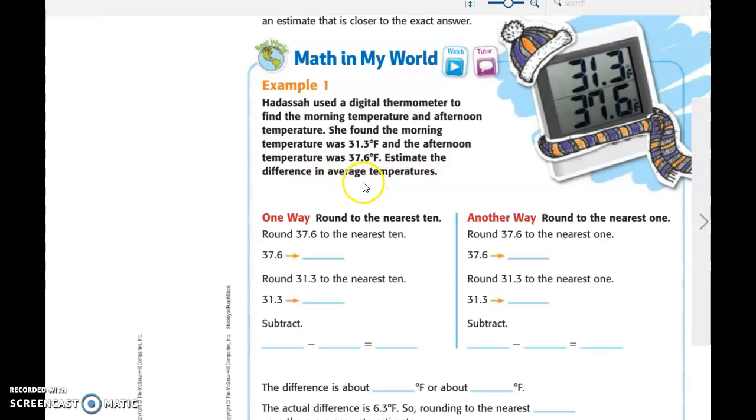Okay, so she's using a thermometer and finding out the temperature in the morning and the afternoon. In the morning, she says it's 31.3, and in the afternoon, it's 37.6. So we want to find the difference in average temperatures.